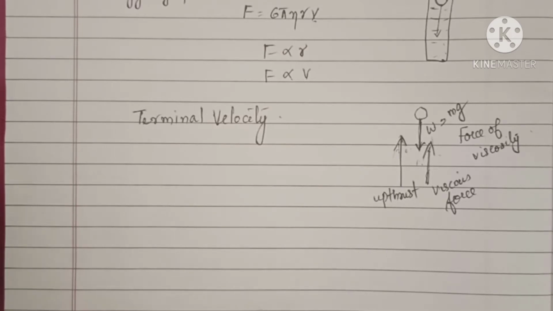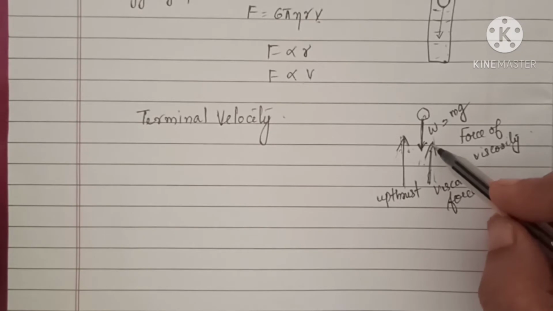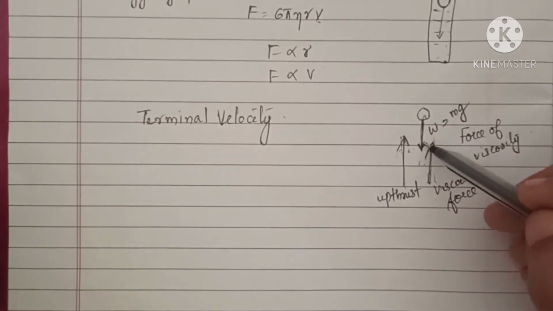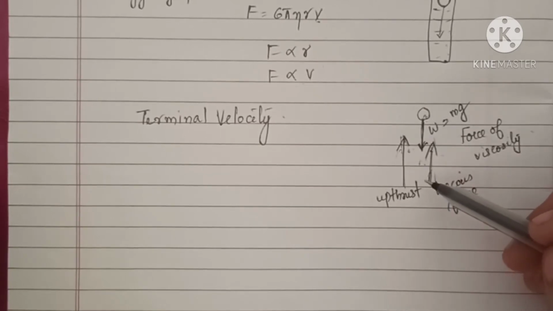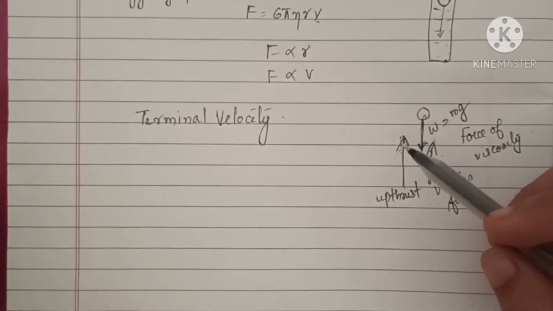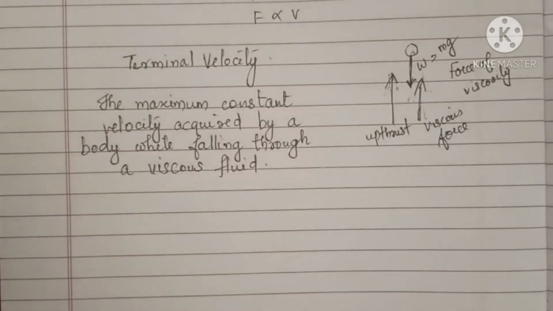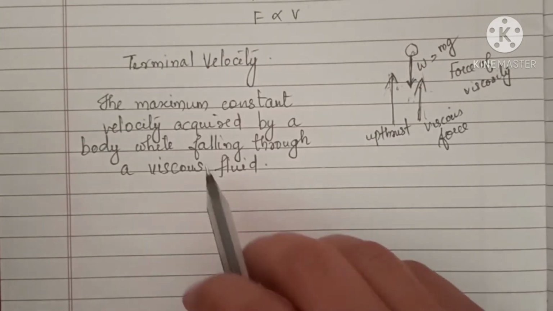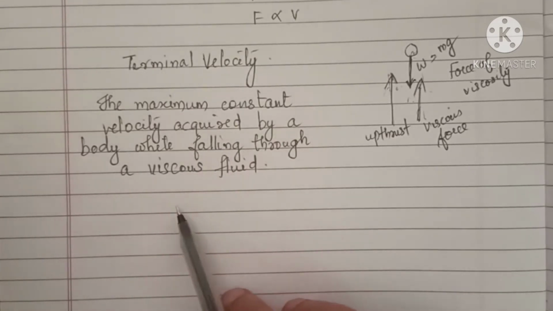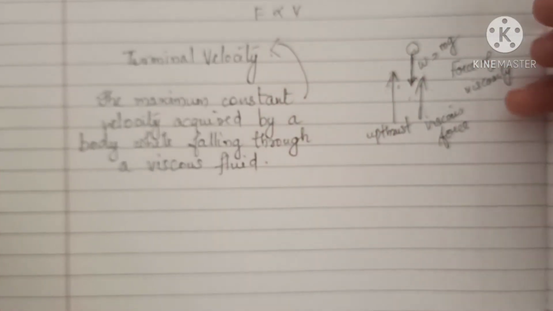Understood? What do you mean by terminal velocity? When the weight of the body is equal to the sum of upthrust and viscous force which is acting in the upward direction, what will happen? The body acquires a constant velocity. At that time, acceleration is not there. So from that point onwards, it will move with that constant velocity. Such a constant velocity acquired by the body when falling through a viscous fluid is known as its terminal velocity. So how can you define terminal velocity? The maximum constant velocity acquired by a body while falling through a viscous fluid. That is known as what? Terminal velocity. Understood?